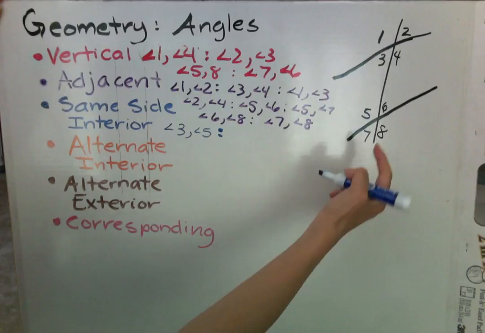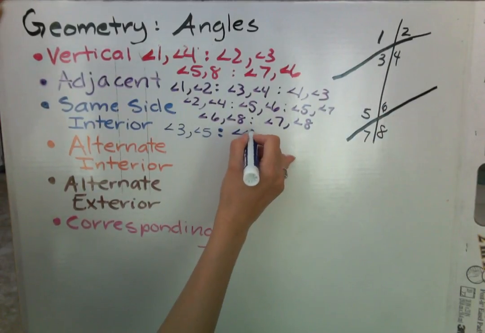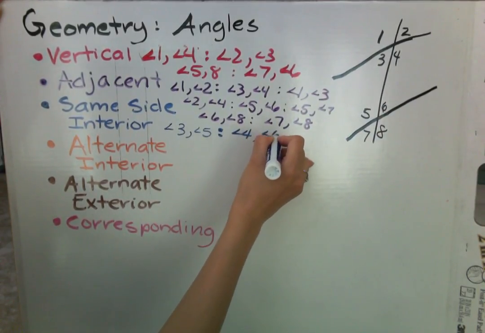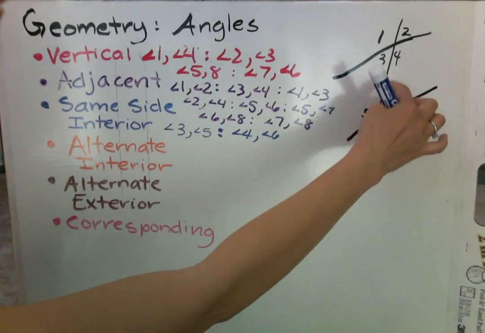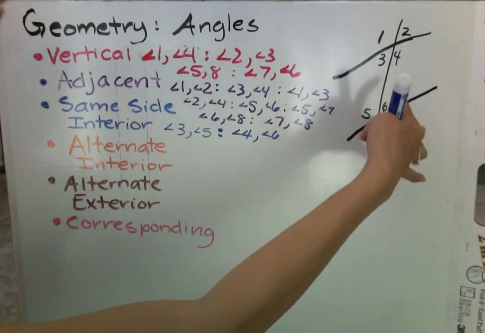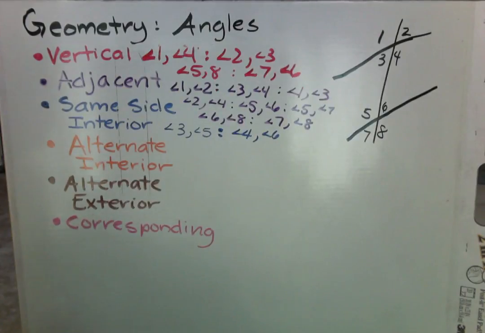The other pair would be 4 and 6. Angle 4 and angle 6 are also on the same side. They're on the other side of the transversal, but they're inside the two lines.